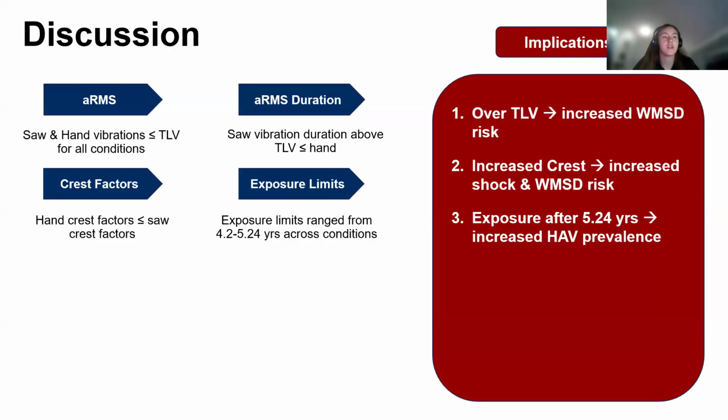And these, again, are very closely associated with some WMSD risks. For exposure limits, the hand limits tend to range between about 4.2 and 5.24 years, and the saw being between 3 and 5 across all conditions. So when taking a deeper dive, back at our participant population, the average years of experience for these workers was about 12.1 years. So this is really indicating that likely a lot of the participants that we're collecting on are already experiencing some signs and symptoms of some hand-arm vibration disorders.